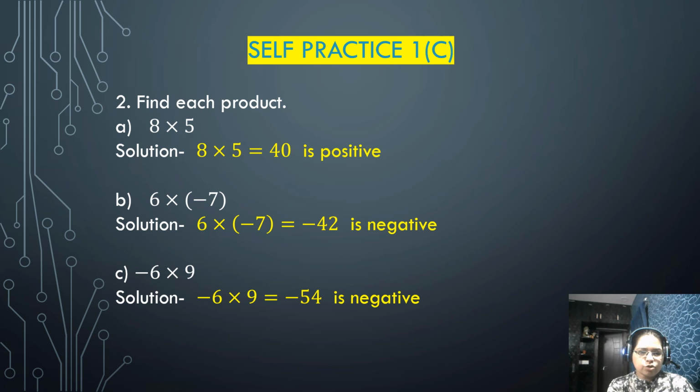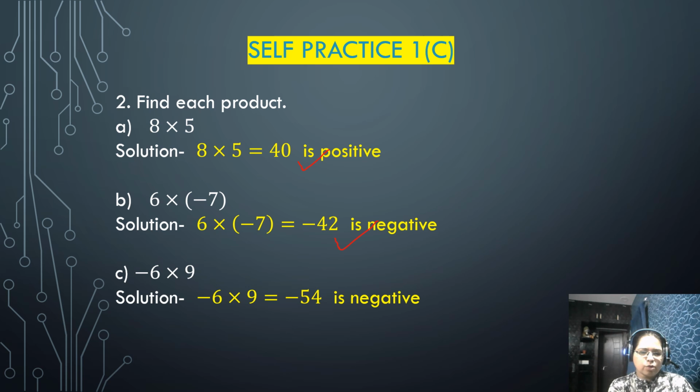Now we solve question number 2. Question number 2 is find each product. A, 8 multiplied by 5. 8 multiplied by 5 is 40. Both are positive integers, so the product is also a positive integer. B. 6 multiplied by minus 7. 6 is positive and minus 7 is negative. We know multiplication of positive and negative, we get negative sign. So 6 multiplied by minus 7 is minus 42, and minus 42 is a negative integer.